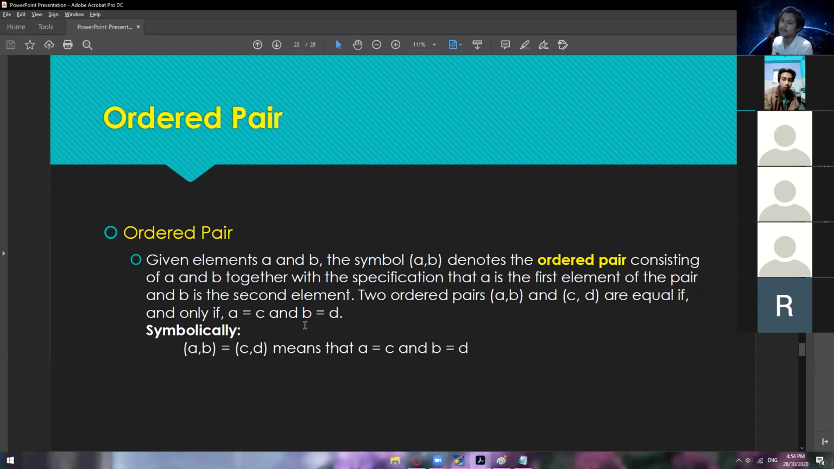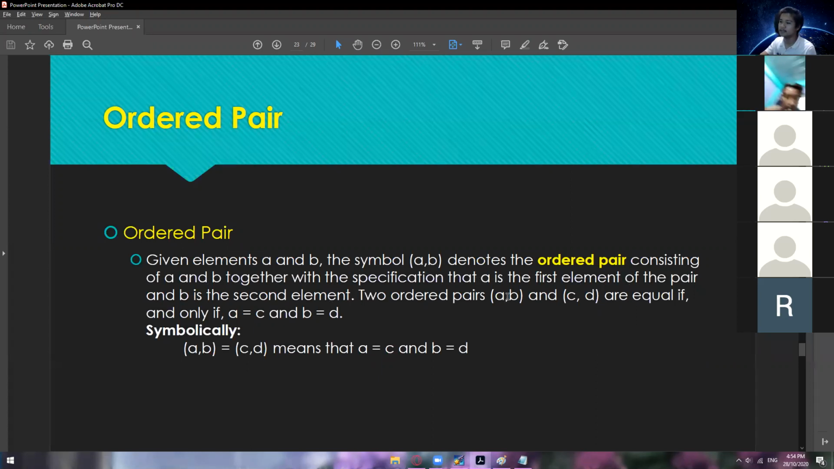So it is an element, let's say A and B. Okay, so from the word itself, pair sila palagi. So we have A as a first element and then B as a second element. So the symbol (A, B) denotes the ordered pair consisting of A and B together with the specification that A is the first element of the pair and B is the second element.